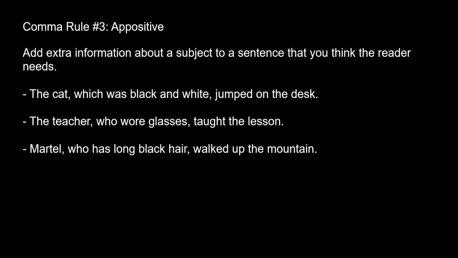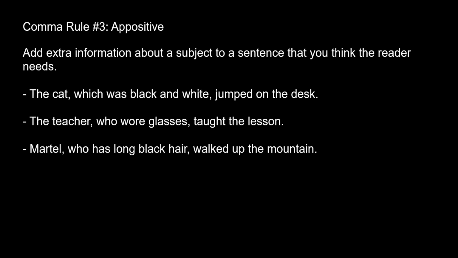Comma rule number 3 is the appositive. What the appositive does is it adds extra information about a subject to a sentence that you think the reader needs to know. So it's actually two commas at once, and it works like this. We have here: The cat, which was black and white, jumped on the desk, right? So you'll notice you've got a comma after "cat," and you've got another comma after "black and white," right? So what's between those two commas is sort of extra information, right?